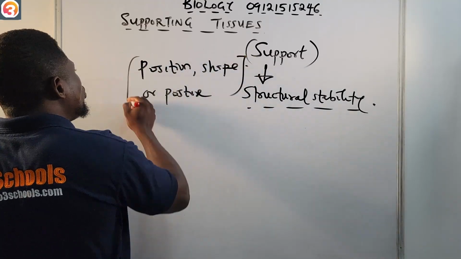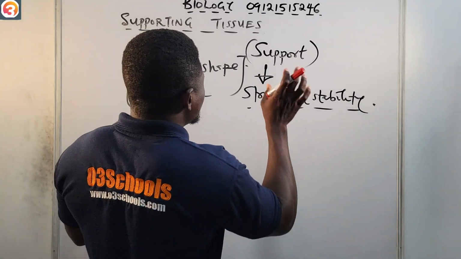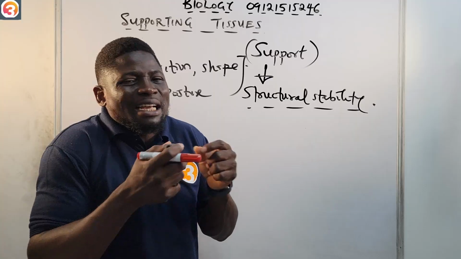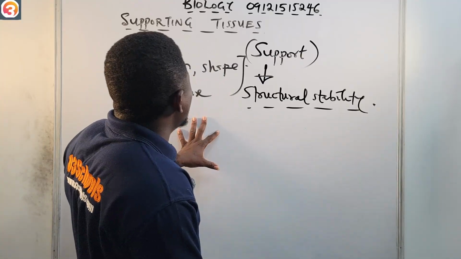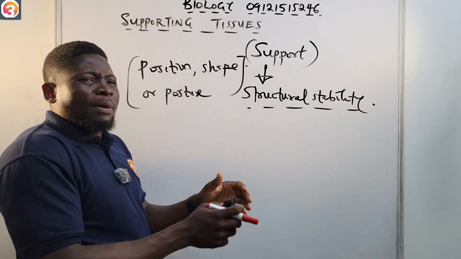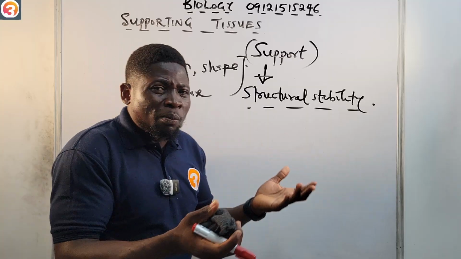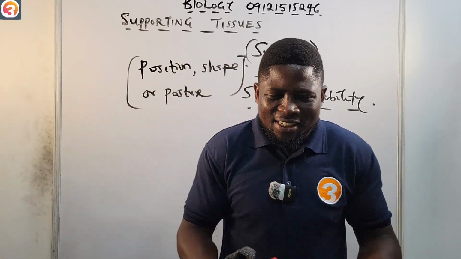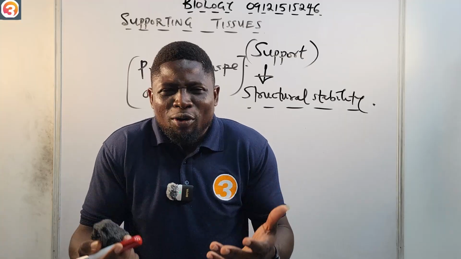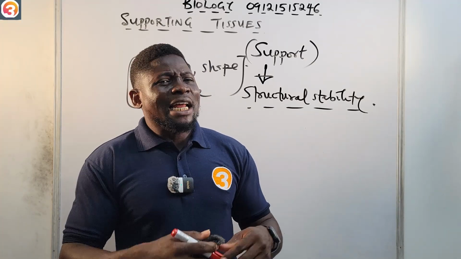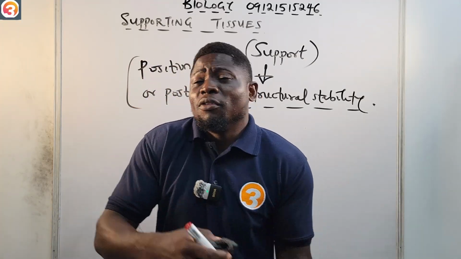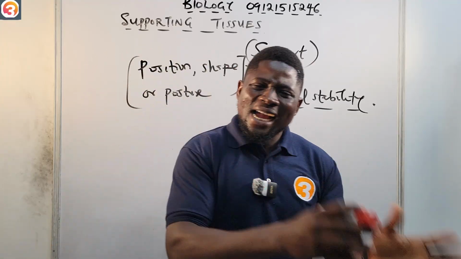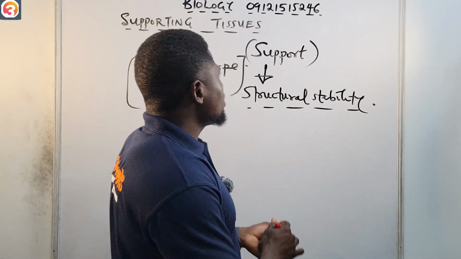So we refer to support in biology as structural stability that helps an organism to maintain its shape, its posture, or maintain the position of the organism. So it's a support. There are support systems for both plants and animals.